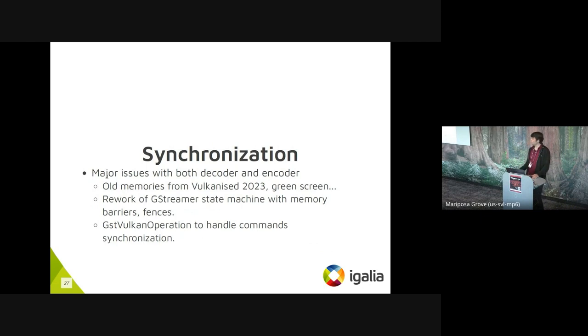Synchronization, so yeah, all memory from Vulkanised 2023. I can tell you that we have been struggling to perform a demo and getting some green screen. Now it's fixed, but it has also been an issue with the encoder. So we worked on the GStreamer state machine for the memory barriers, fences, or whatever is done to achieve the synchronization inside GStreamer. There is a GstVulkanOperation object to handle the command synchronization. It basically does everything you need to achieve a command buffer and wait for the correct state of the command buffer completion.